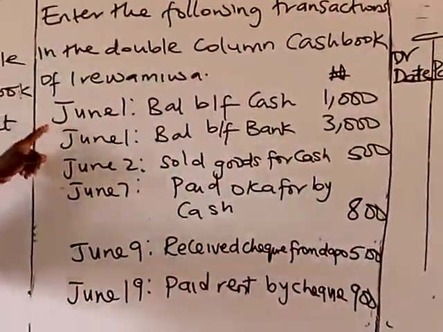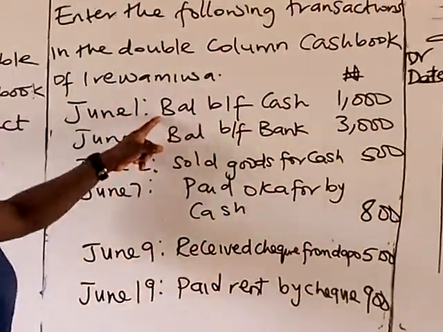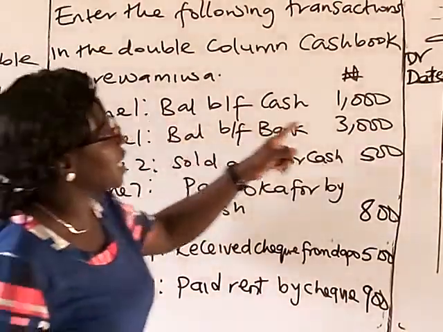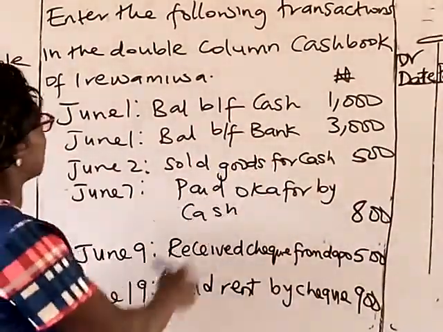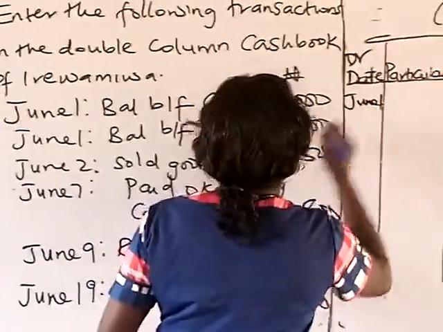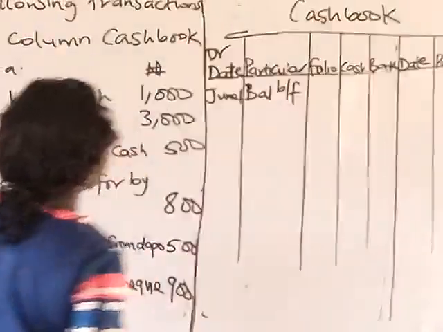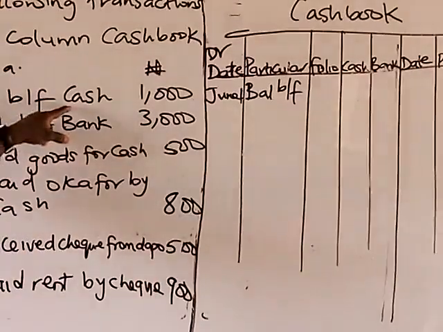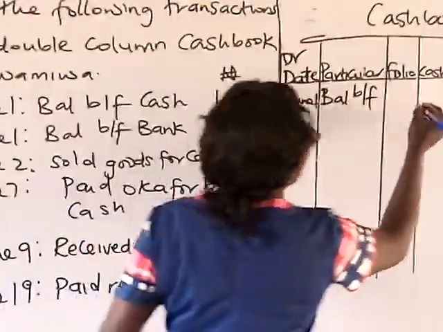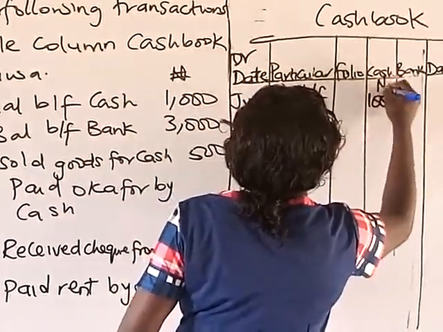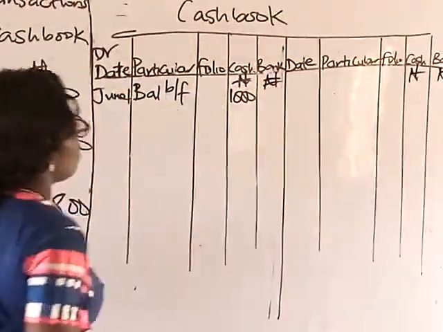So let's look for the capital in the question. June 1, balance brought forward of cash 1,000. It means it's the capital that they use in starting the business for the month of June. So June 1, balance brought forward. We are going to post it under the debit side. June 1, write the date first. Then under the particular, we write balance brought forward. Then we now check is it paid by cash or bank. The first one they pay 1,000 for cash, so we are going to post 1,000 under cash. Please don't forget to write your naira to indicate your naira under the cash and the bank column.